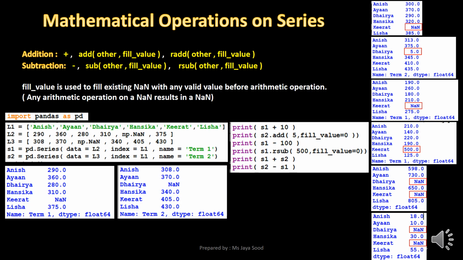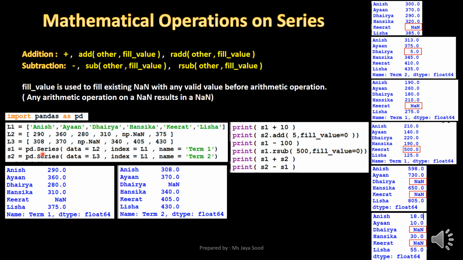Mathematical operations on series. Addition can be performed using the plus operator, add method or reverse add method. Subtraction can be done using the minus operator, sub method or reverse sub method. Fill value is used to fill the existing NaN values in a series with a valid value before the arithmetic operation. If it is not done, then any arithmetic operation on a NaN will result in a NaN. Let us take some examples.